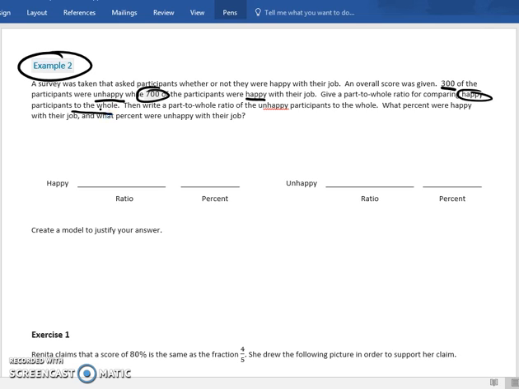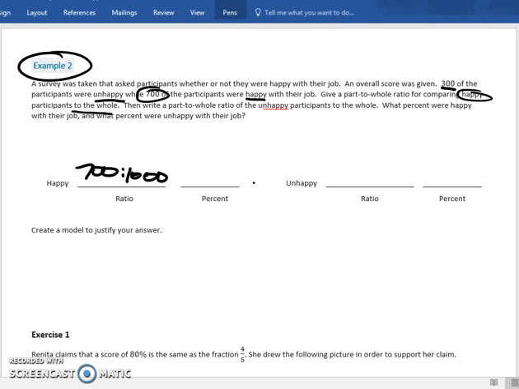So we're back to writing out our ratios here. Order is important. So we want happy people. How many happy? 700. Now to the whole amount. What was the total amount of people? Did you say 1,000? Yeah, because 700 are happy, 300 are unhappy. That means there's a total of 1,000 people.